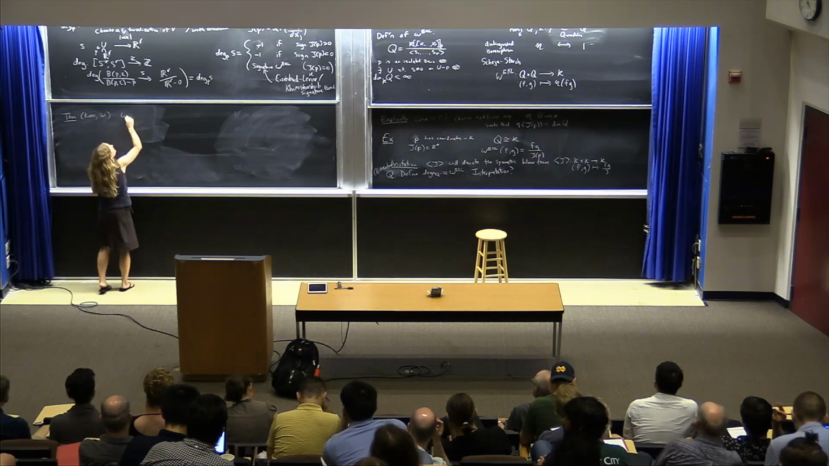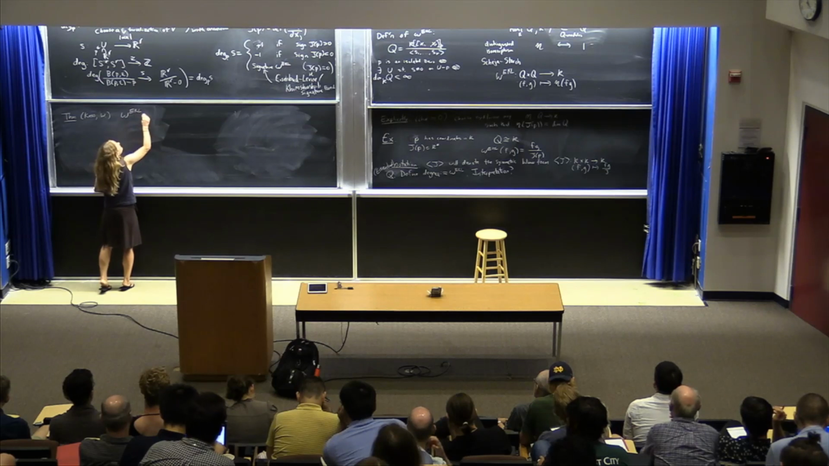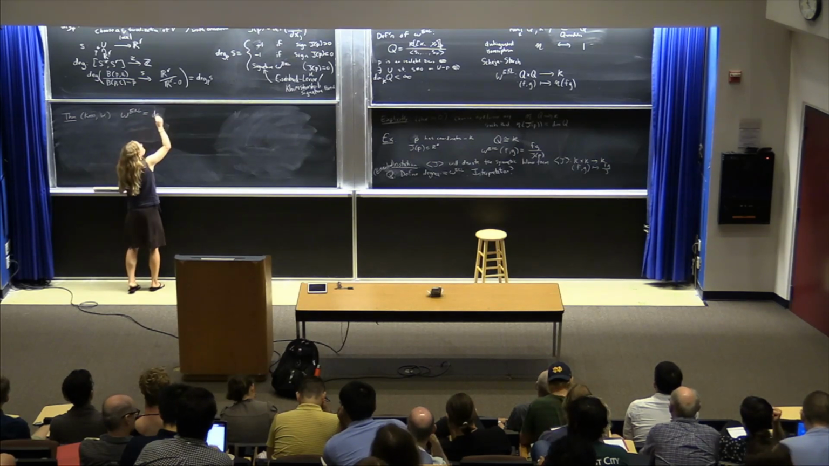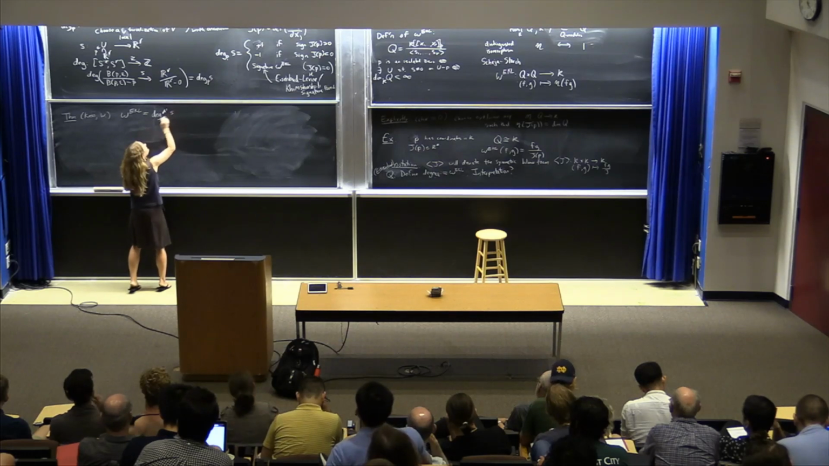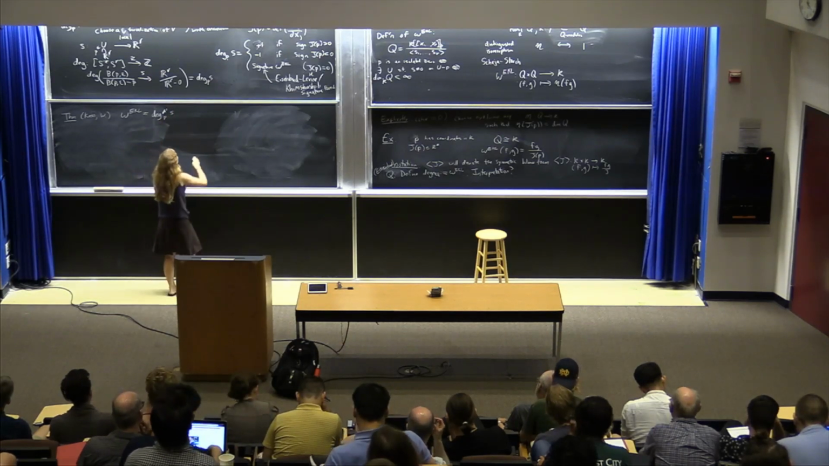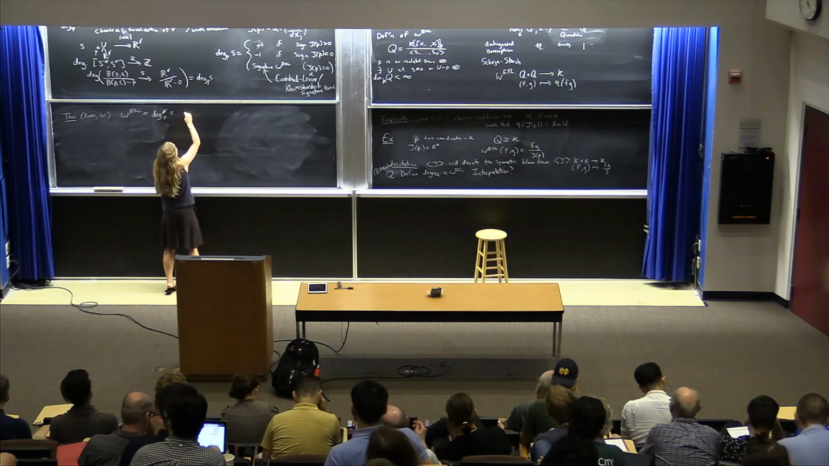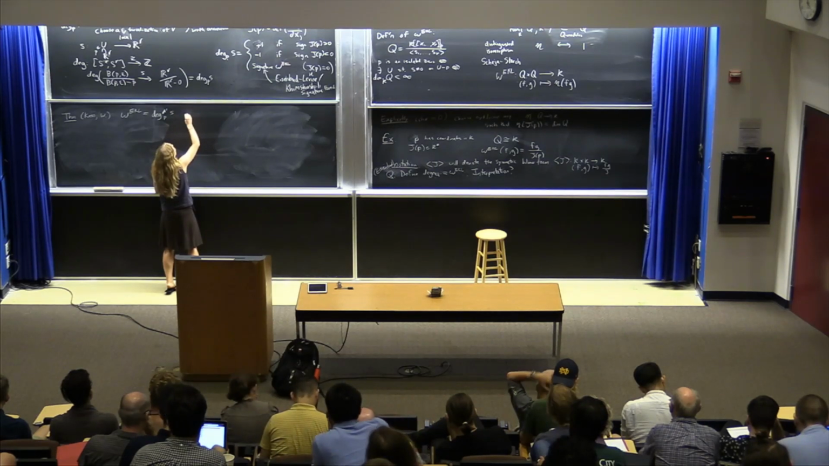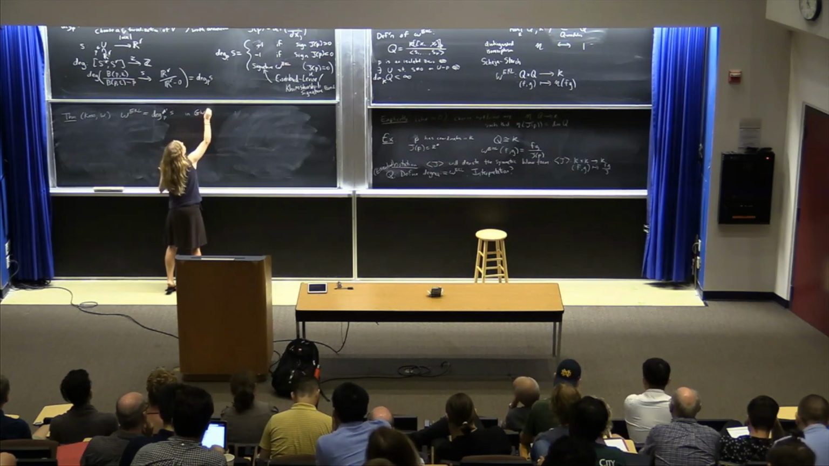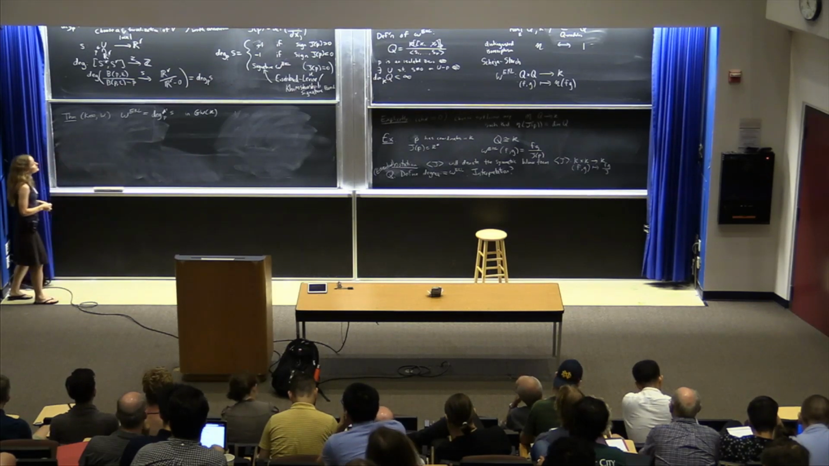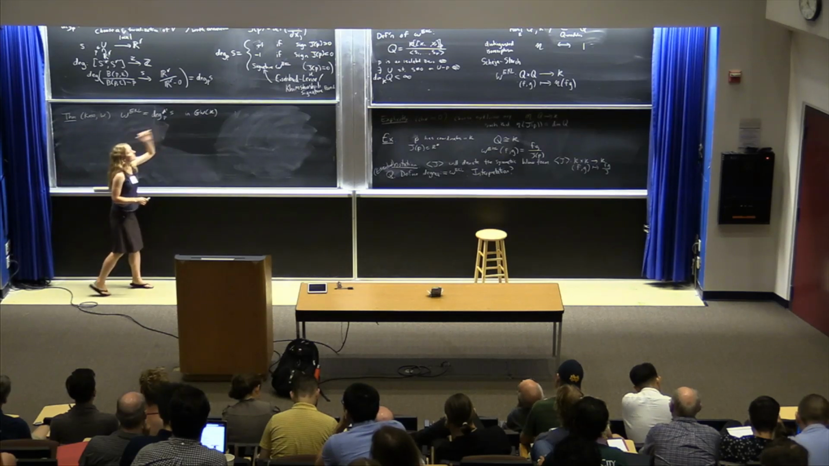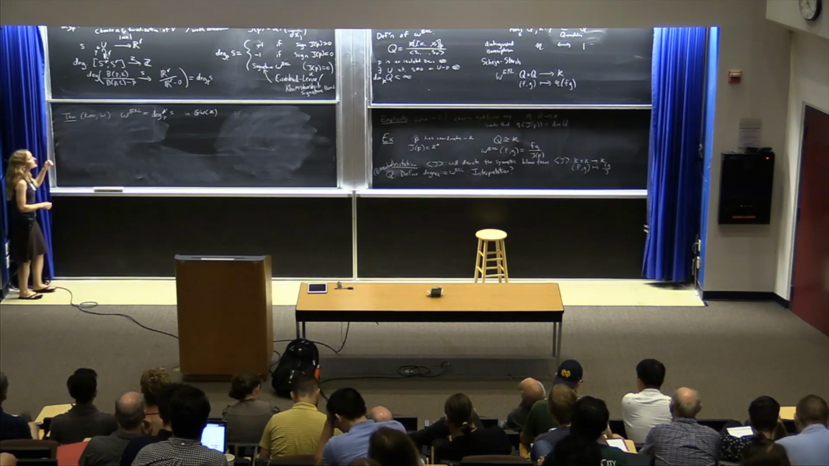So there's an equality between this form and the local degree in A1 homotopy theory. And this equality takes place in the Grothendieck-Witt group. So I'd like to define the terms on the right-hand side.